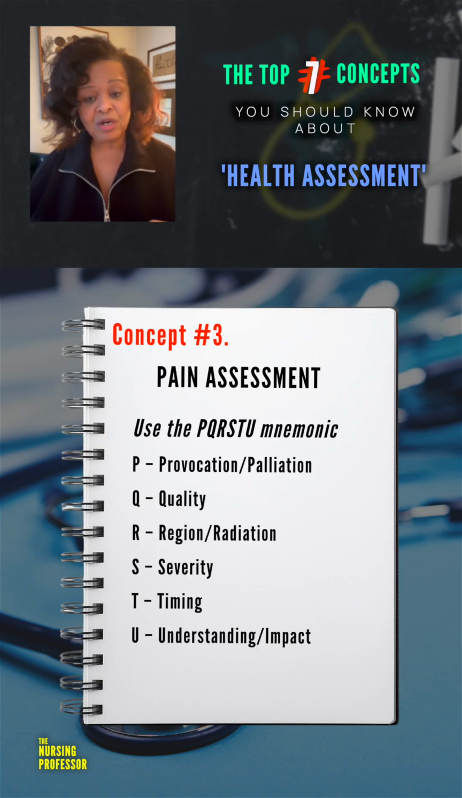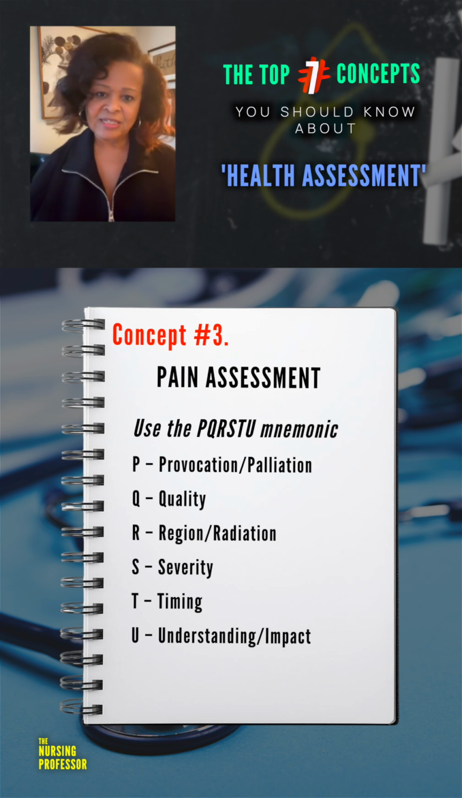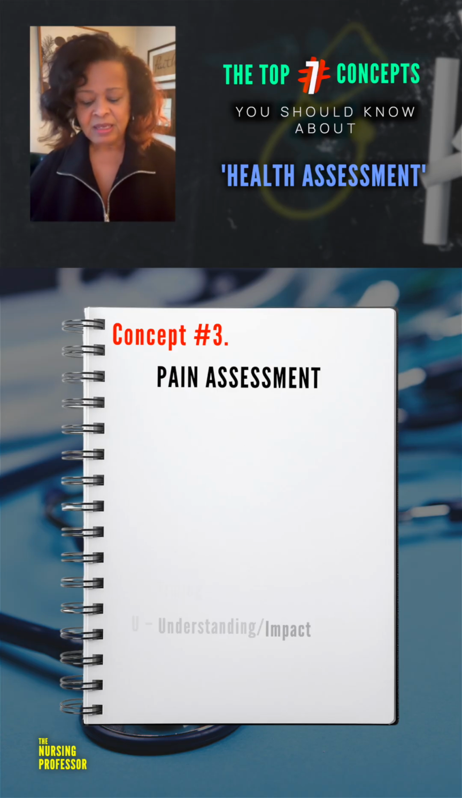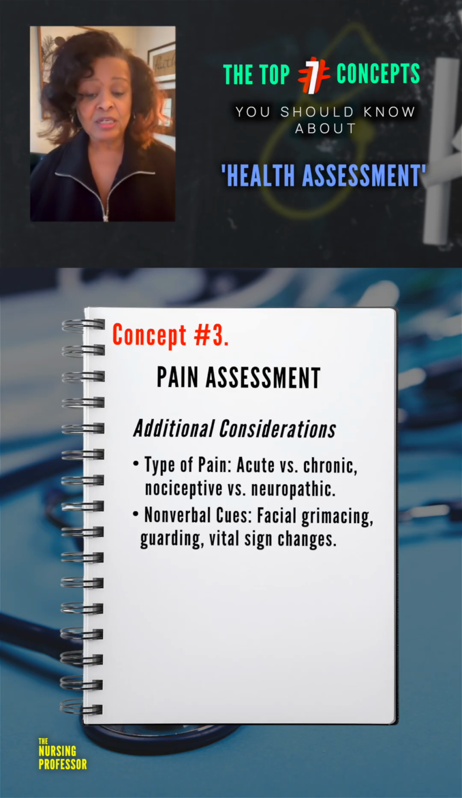If you use PQRST, P stands for provocation. So, what makes this worse? Q stands for quality. Is it stabbing? Is it sharp? A person should be able to describe that to you. R stands for region. They should be able to explain the location. S stands for severity. That's where the 0 to 10 can come into play, and they can describe that a little bit more. And then T stands for timing. So when does this happen? First thing in the morning? Is it after you eat? Things like that.